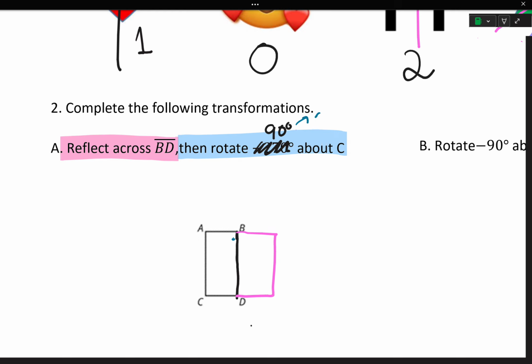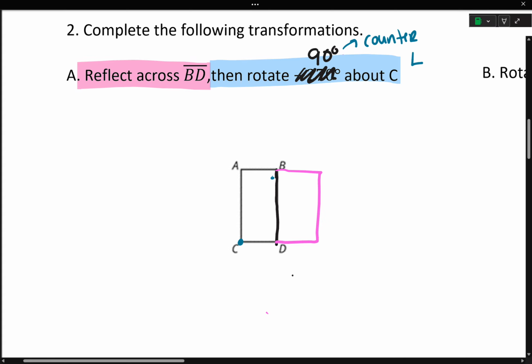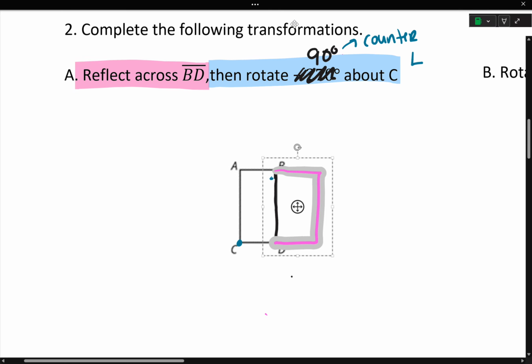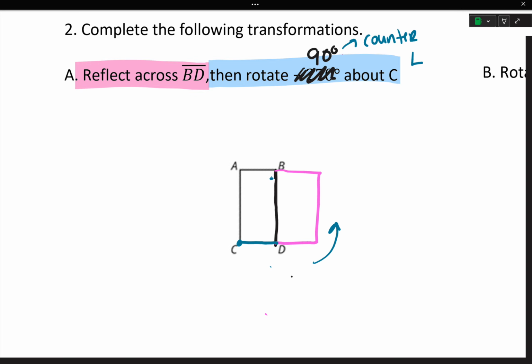Remember that 90 is counterclockwise and we're doing this L shape. Here is point C. I'm going to zoom in. Okay. I'm going to start with D on the bottom because I think that's the easiest one. I connect D to C. Counterclockwise is that way. There's letter D.